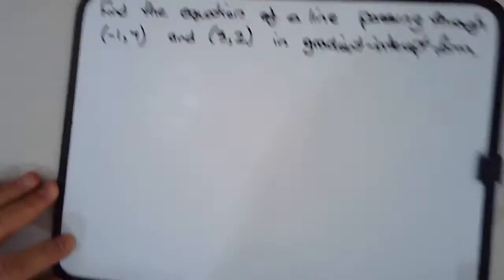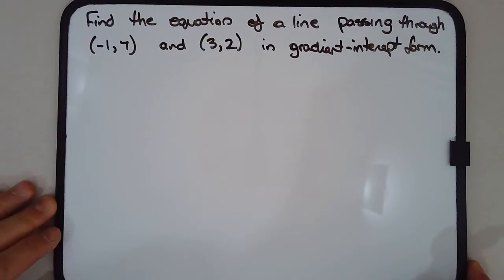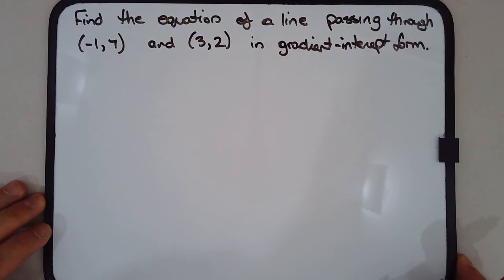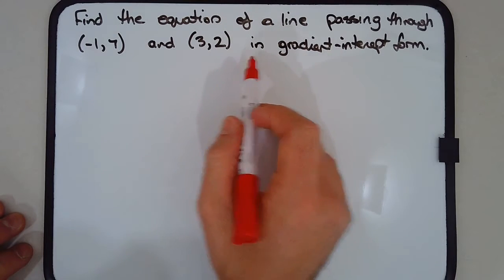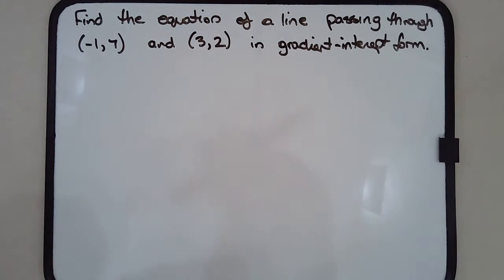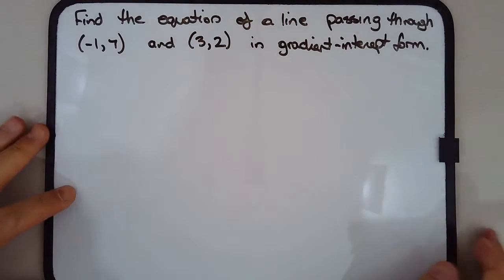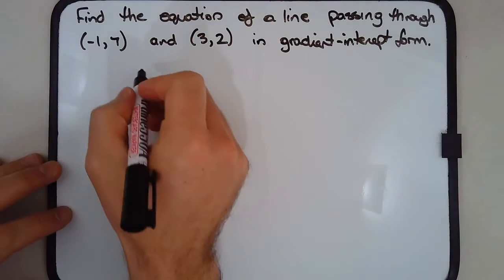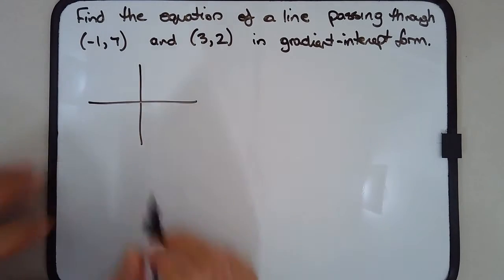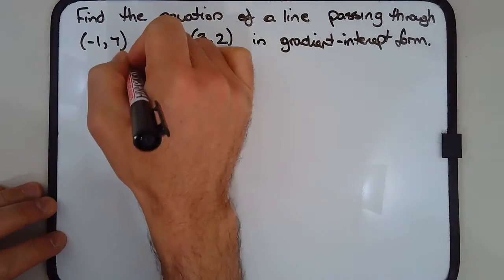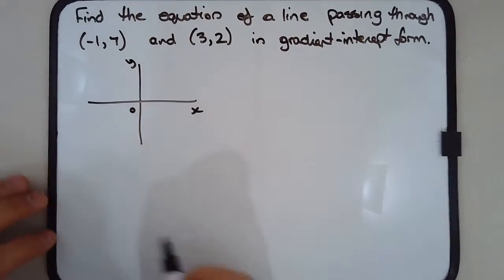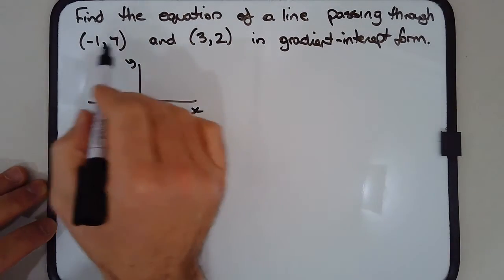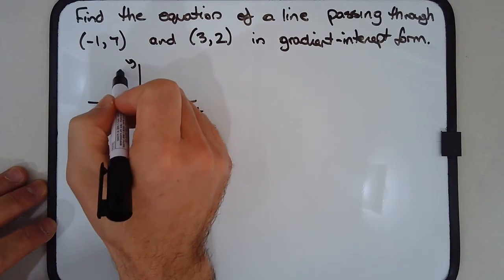Let's have a look at another a little bit more elaborate example. So find the equation of a line passing through -1, 7 and 3, 2 in gradient intercept form. So I think what we might do, just to help you visualize this a little bit, why don't we draw it? Okay, so it doesn't have to be a very accurate sketch. As long as it's reasonably accurate, you can just draw a quick sketch of a coordinate plane. So x, y. There's the y-intercept there. X, y there. Now -1, 7. So -1, 7 is probably up here.